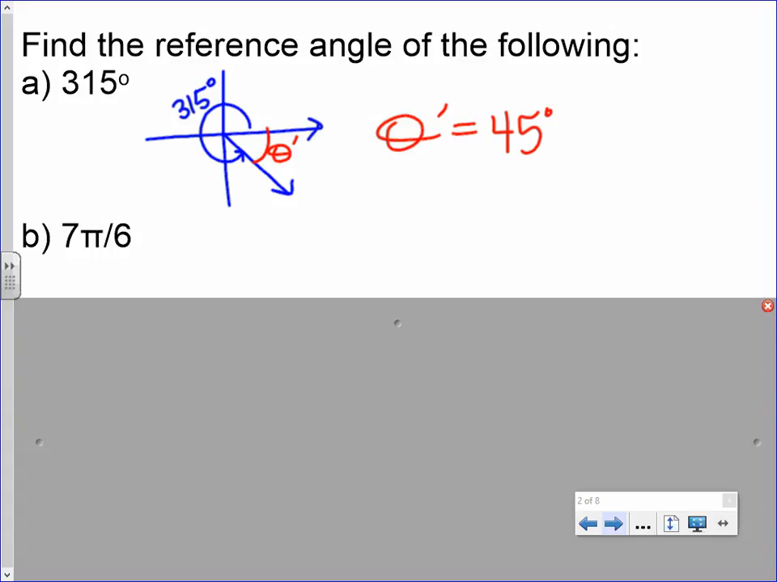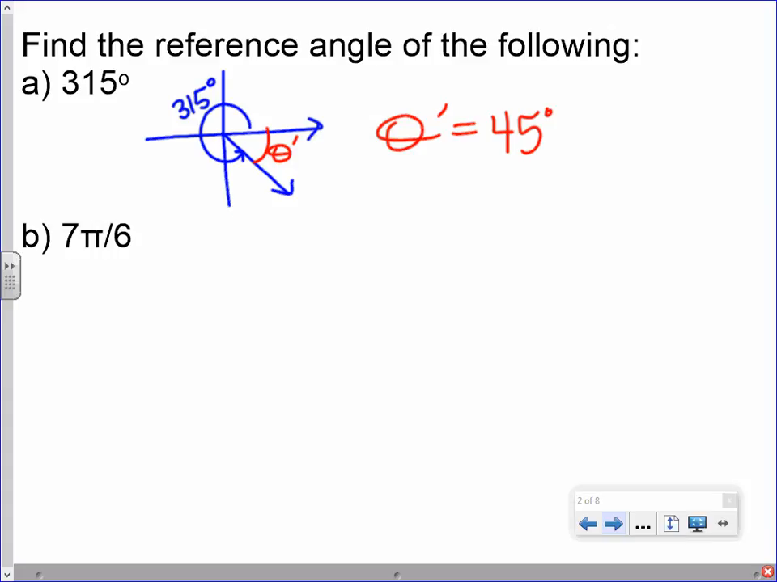Next one, 7 pi over 6. Write it down and then draw it. Adrian, which quadrant? 3? Like that? Great. So our reference angle would be right here. Our reference angle would be what, Jake? Pi over 6. And how did you get pi over 6?